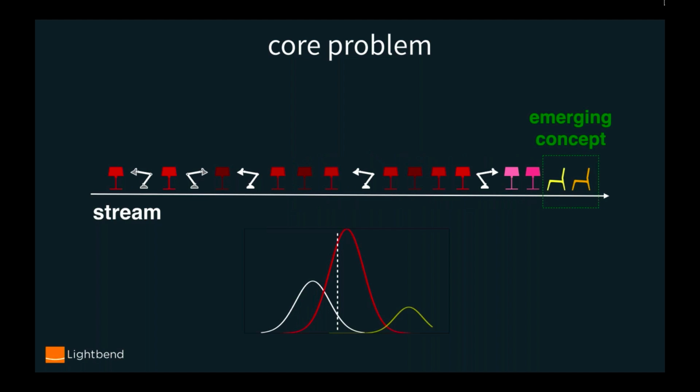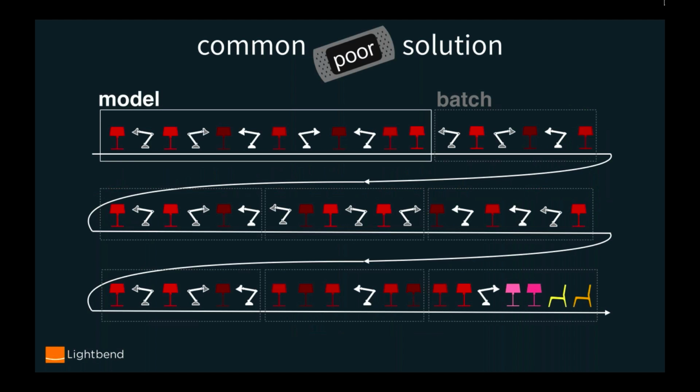There may be an object that we have not seen before, or we have seen before and forgotten. This is called an emerging concept. Whatever the reason for the change, these types of changes affect the model performance and cause it to degrade. The common solution to this problem is by training the machine learning models over batches of new data periodically.